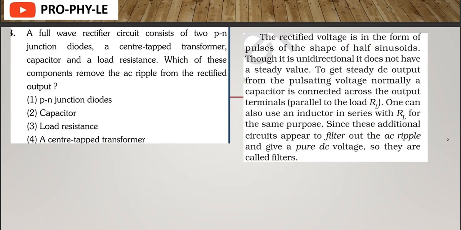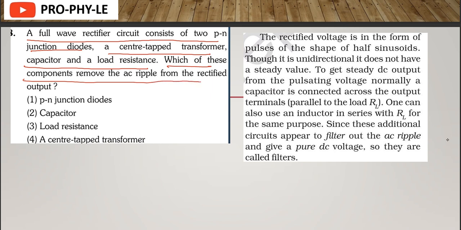And similarly, just look at this. This is again from semiconductor devices. A full wave rectifier circuit consists of two PN junction diodes, a center tap transformer, capacitor, and a load resistance. Which of these components removes the AC ripples from the rectified output? See the rectified output, this is an NCERT line.